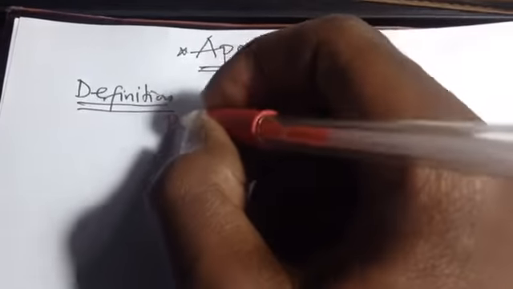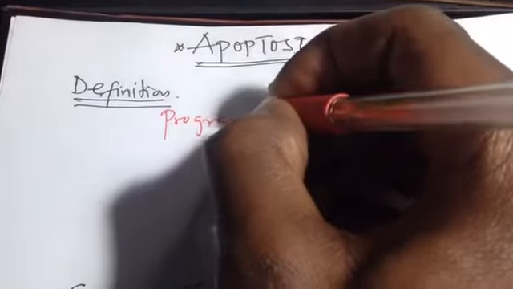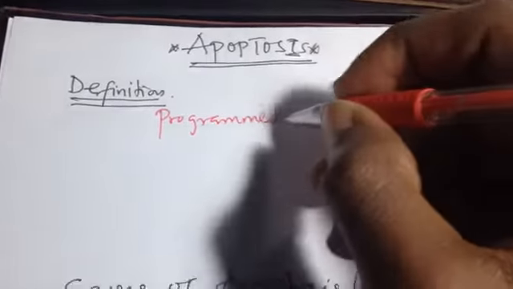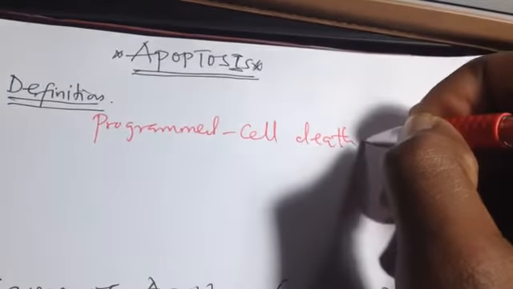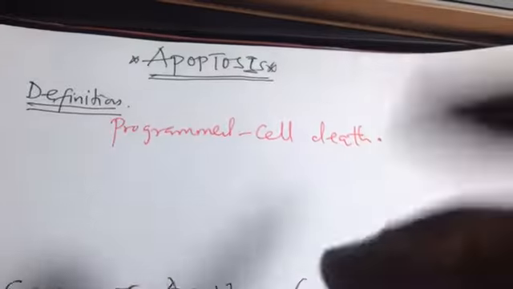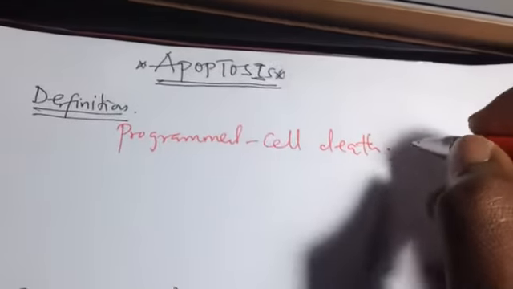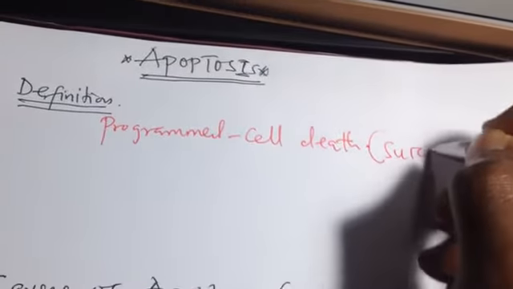It's called programmed cell death because it is the cell that is programmed, following steps for it to die. So it is also known as cell suicide.